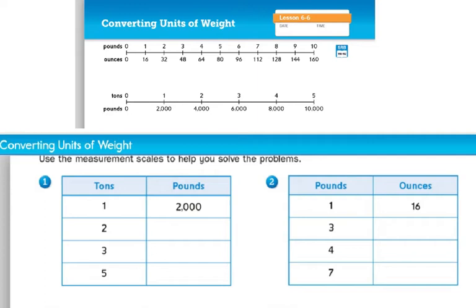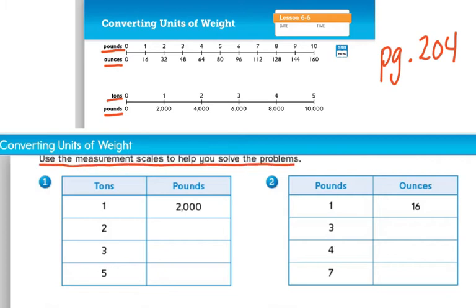we're going to move to journal page 204. So if you would please open up your math journal to page 204. We have measurement scales at the top of this page. It shows the relationship between tons and pounds and ounces. So if we're converting pounds to ounces, we're measuring something not incredibly heavy. If we're measuring tons and pounds, we're definitely looking at cars or large animals, things like that. So we're going to use the measurement scales to help us solve the problems.